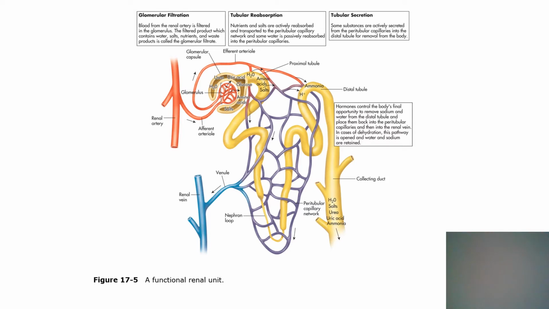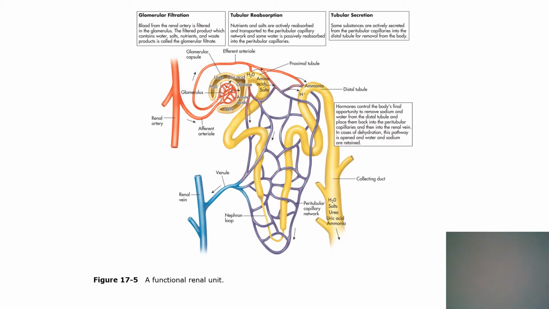You know to look at the top, the different, again, this is that 3-step process. Glomerulofiltration: blood from the renal artery is filtered in the glomerulus. The filtered product, which contains water, salt, nutrients, and waste products, is glomerular filtrate. Okay, and so again, this comes through the renal artery, several smaller arteries, then through the afferent arteriole into the glomerulus. We've got that Bowman's capsule here around.